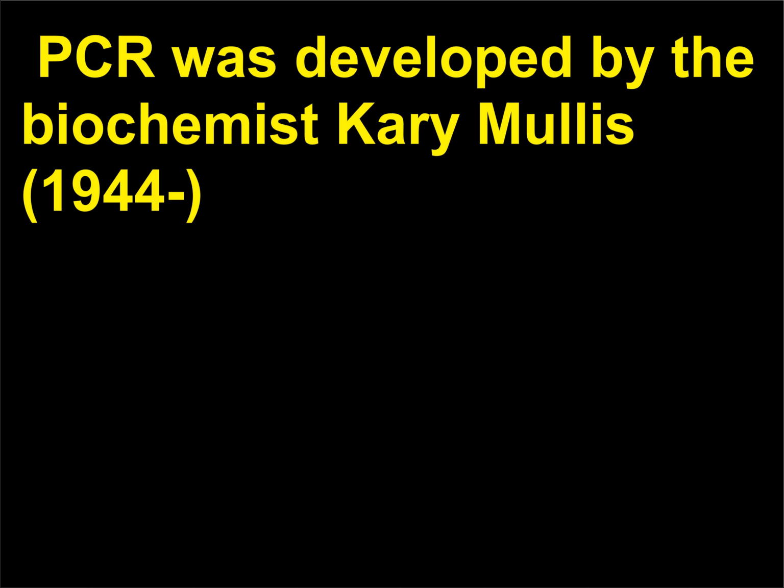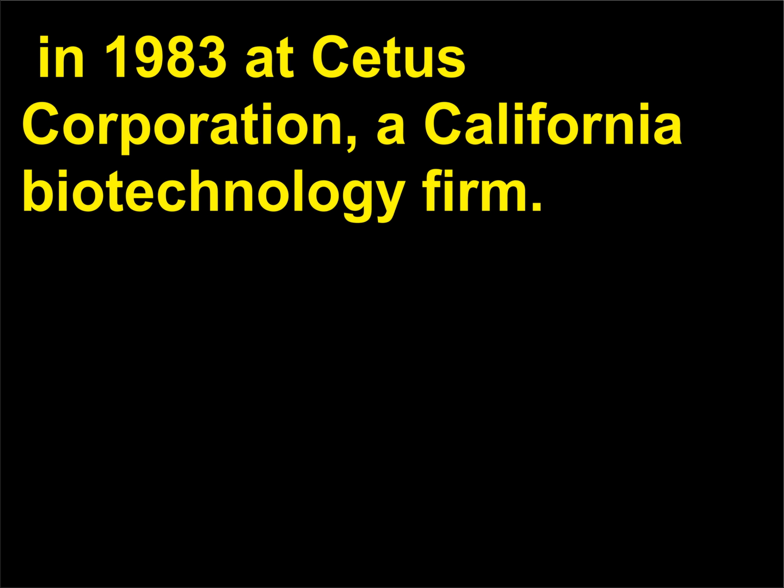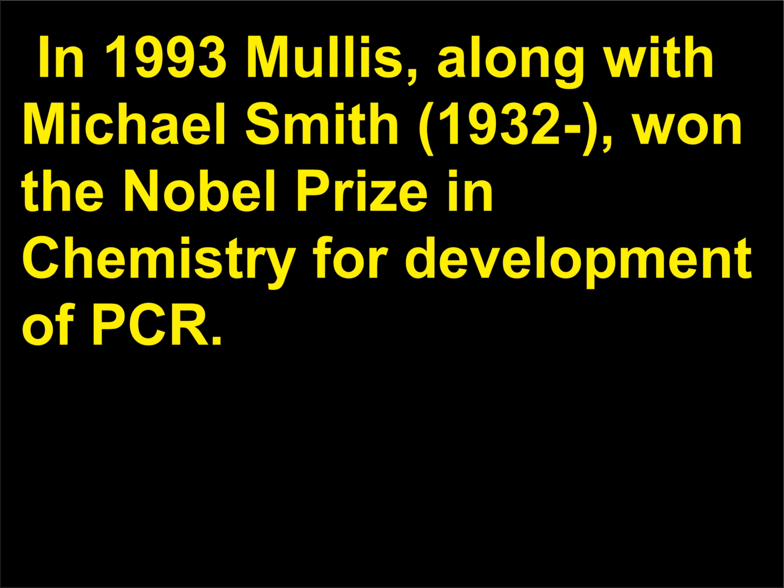PCR was developed by the biochemist Kary Mullis, 1944, in 1983 at Cetus Corporation, a California biotechnology firm. In 1993 Mullis, along with Michael Smith, 1932, won the Nobel Prize in Chemistry for development of PCR.